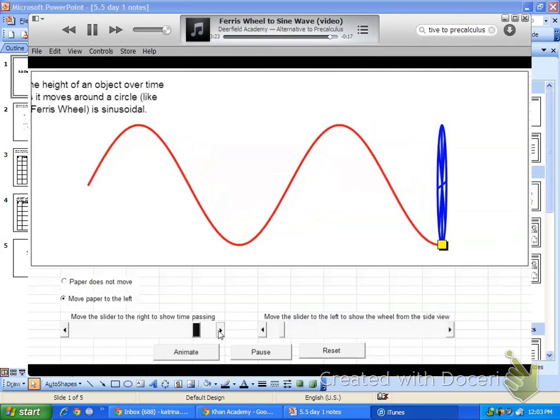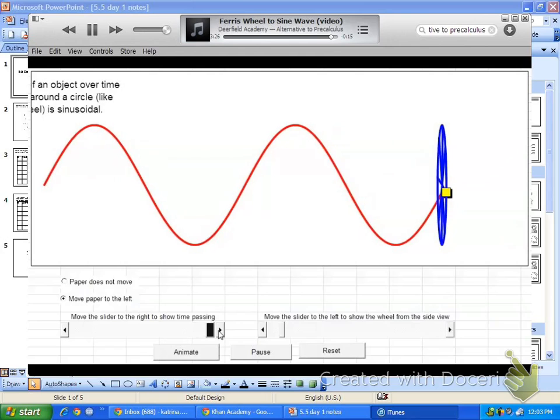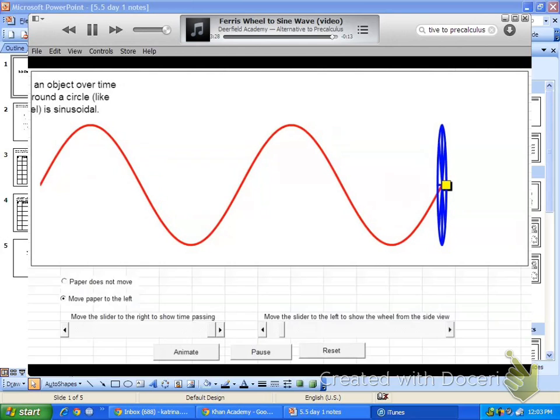Hopefully that'll give you an appreciation for where many real-world applications of sinusoidal waves come from: things that are moving rectilinearly, but if we trace it over time, then it makes a sine curve.